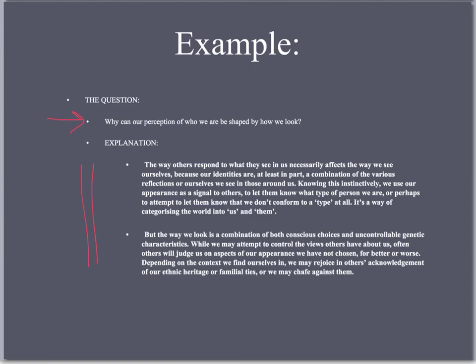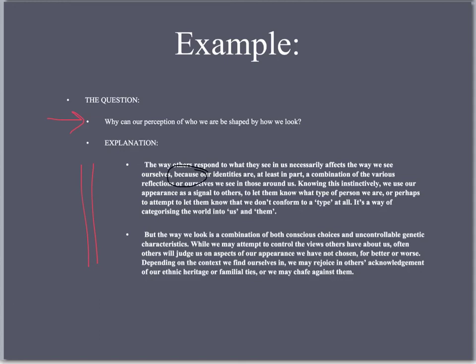in those around us. Knowing this instinctively, we use our appearance as a signal to others, to let them know what type of person we are, or perhaps to attempt to let them know that we don't conform to a type at all. It's a way of categorising the world into us and them. So in this first point, what I've done, you'll notice keywords like because. So this demonstrates that you're explaining why.